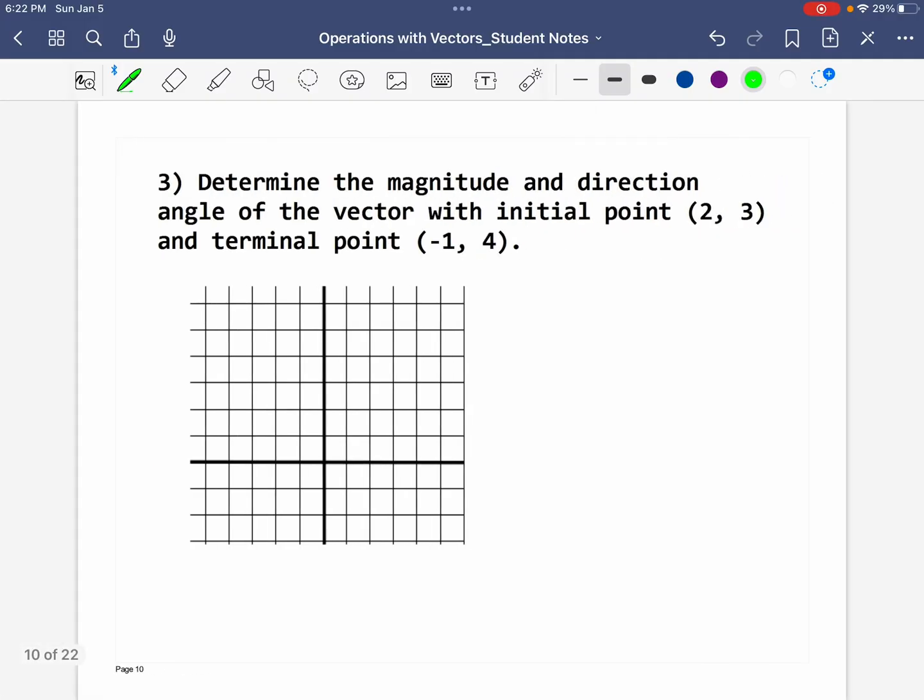All right, next one. Magnitude and direction, a vector with initial point 2, 3. So over 2, up 3. And then -1, 4. All right, so that's my terminal. So my vector is going that direction. All right, so if I imagine here, my x component is going to be left 3, so -3, then I go up 1, so the component form would be -3, 1. So the magnitude is going to be the square root of -3 squared plus 1 squared, which is square root of 10. So that's the magnitude.